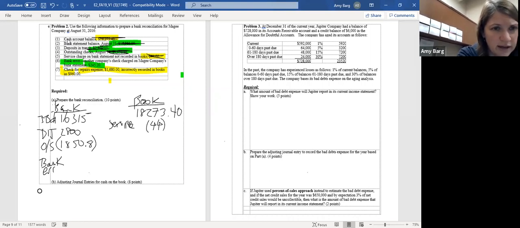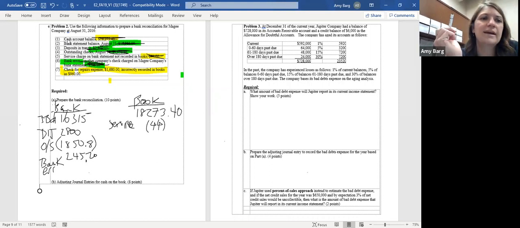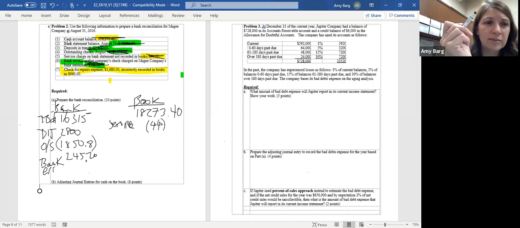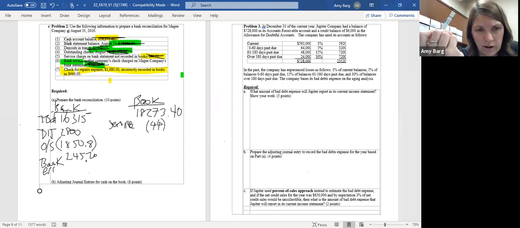So if there was a bank error in our favor, that means we add it back into $45.20. Take care of that. And now it says check for repairs expense, $1,680, incorrectly recorded in the books as $960. All right, well, what does that mean?